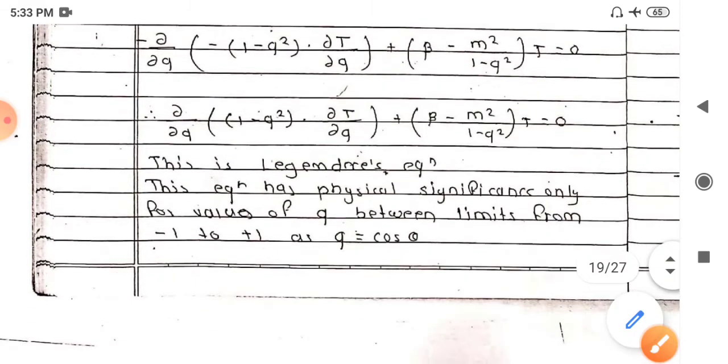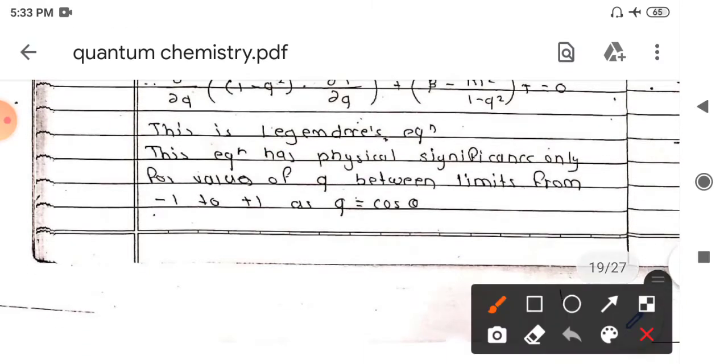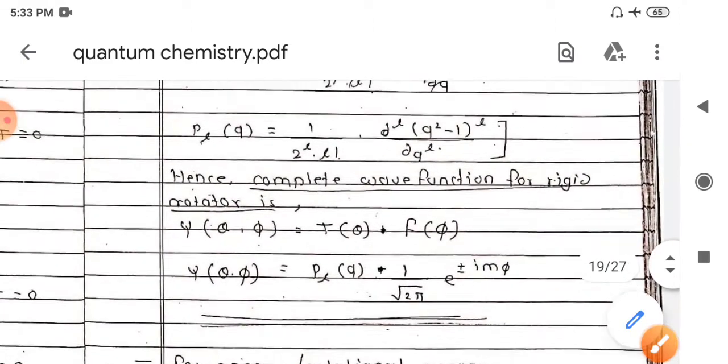So this equation has the standard mathematical form called Legendre's equation. This equation has physical significance only if the values of the assumed variable q lie between the limits -1 to +1. So this equation is valid only if the values of q lie from -1 to +1. Okay, so what is the solution for that equation?